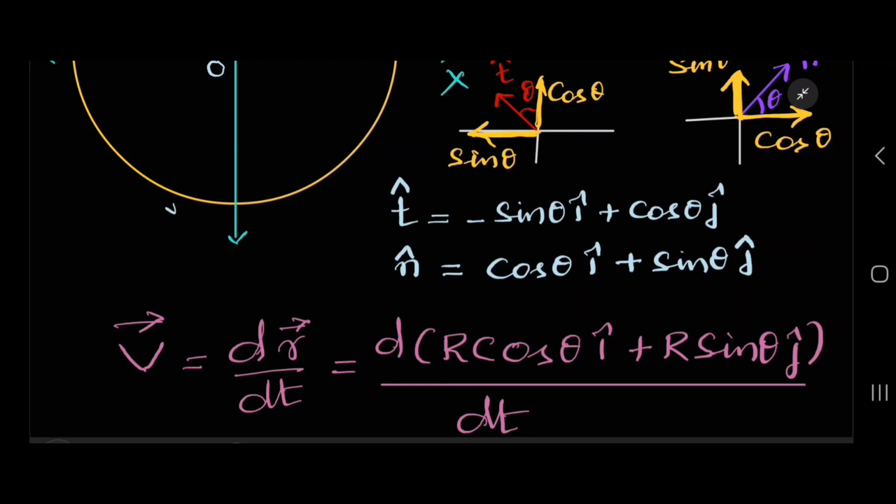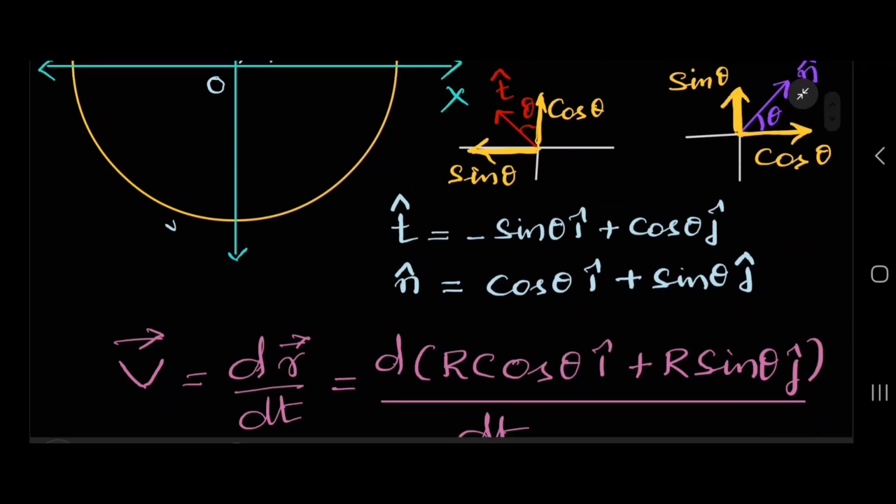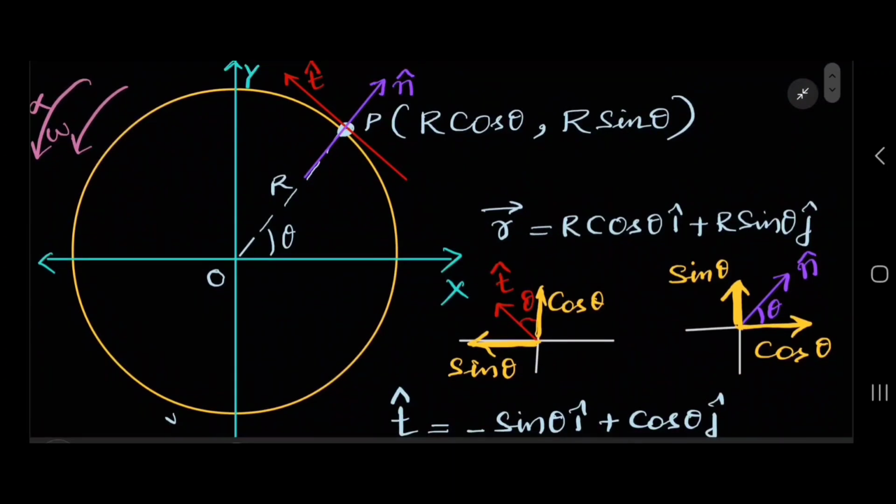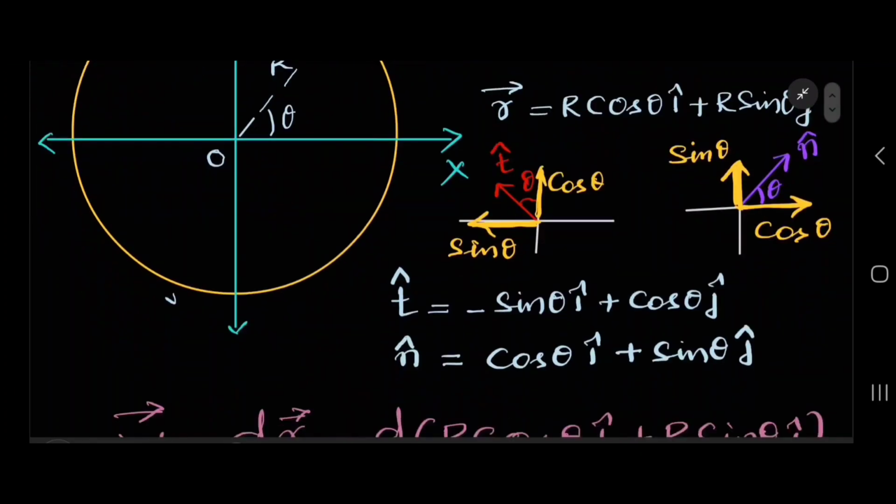And d theta by dt, the rate at which the angular displacement changes, is angular velocity. And also consider some angular acceleration, which is d omega by dt. Suppose omega is changing with time, the rate at which omega changes with time is angular acceleration. So I am taking the most generic case of a non-uniform circular motion. There is some angular acceleration. So d theta by dt is omega, d omega by dt is alpha. I am going to use the same.